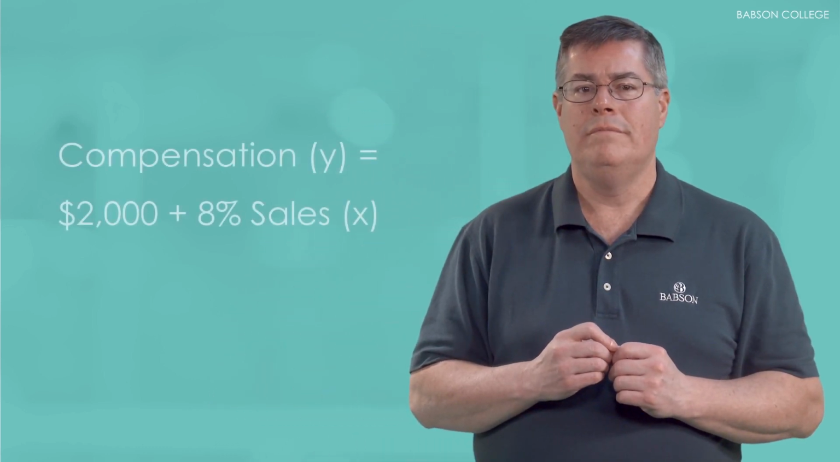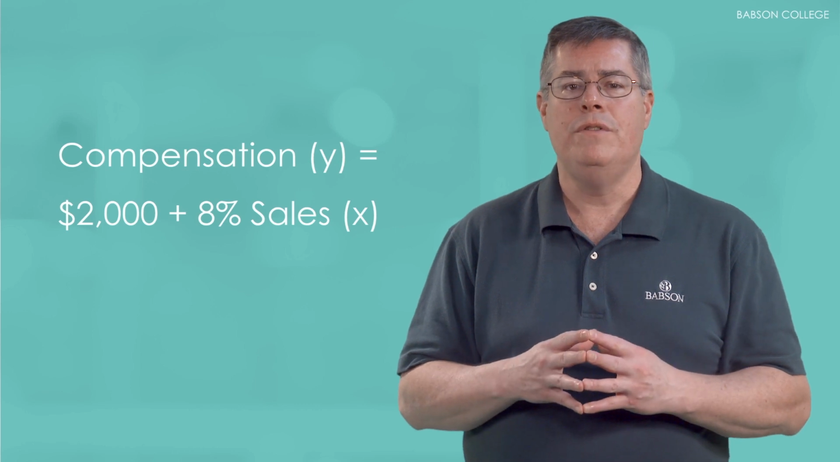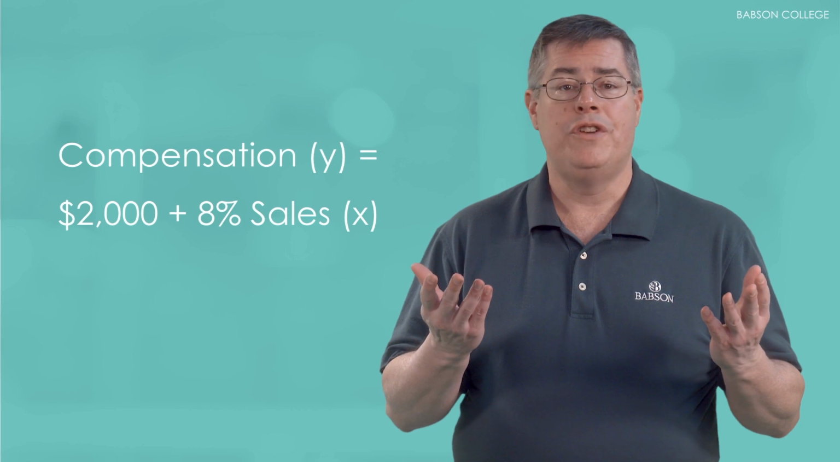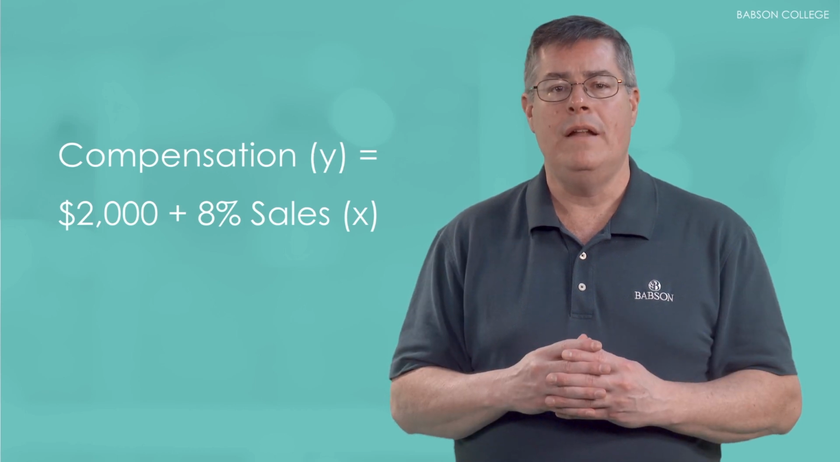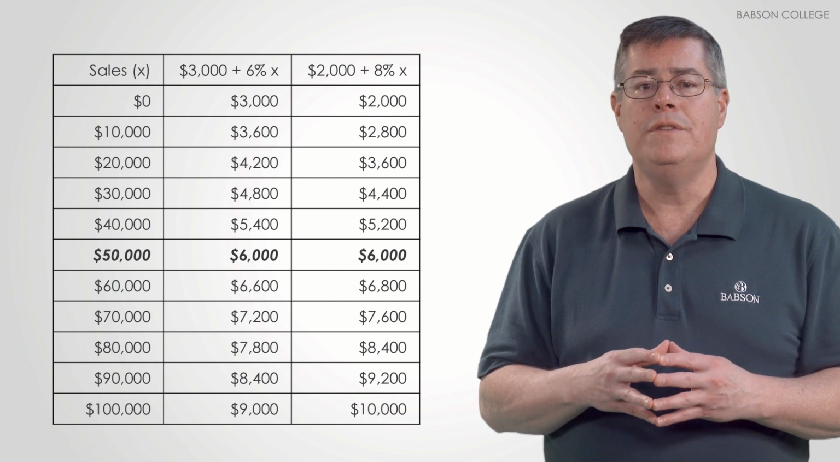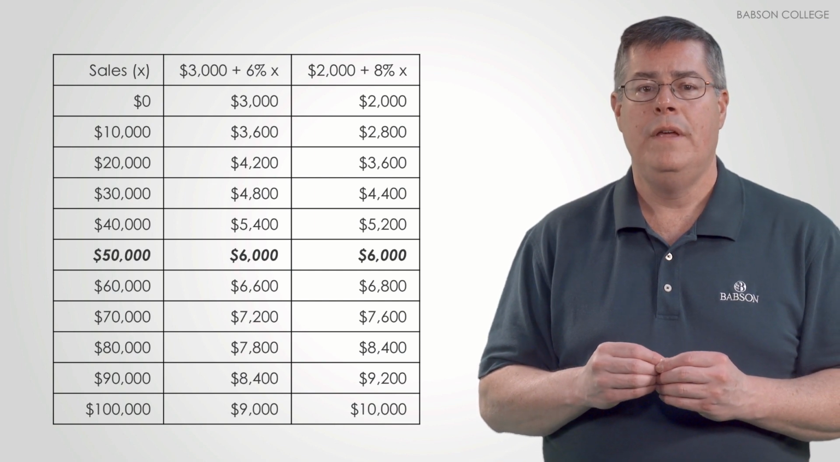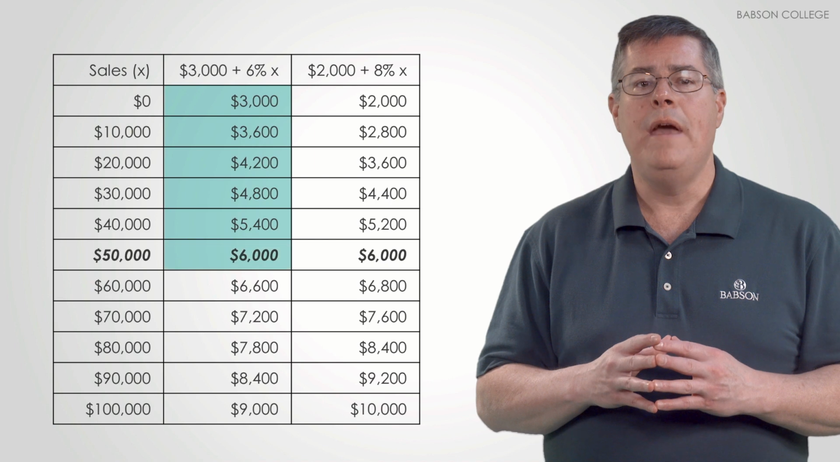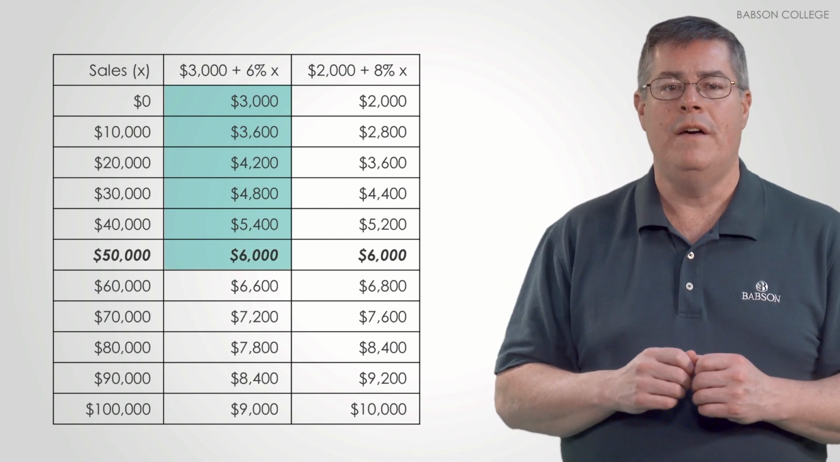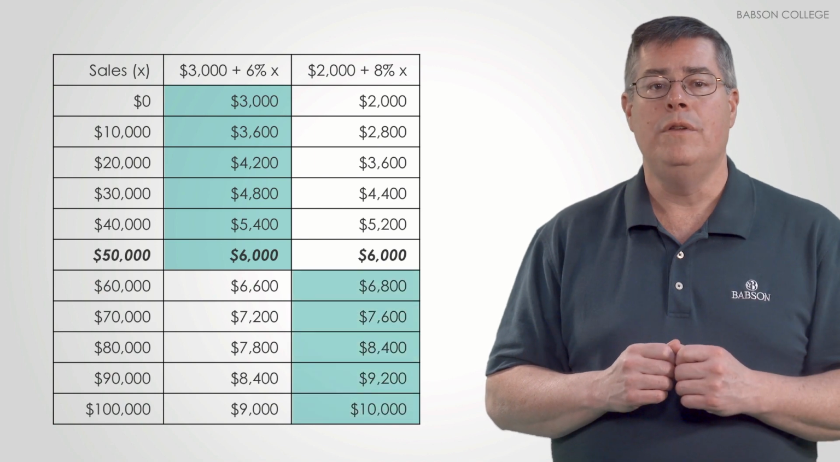Let's say that I have another opportunity to be a sales rep at a company that offers a lower base but a higher commission rate. Here, the base is $2,000 and the commission rate is 8% of sales. What should I do? Let's use some analytics to find out. I created this table of both compensation plans to help me. As you can see, I make more money with the first plan until I hit the $50,000 sales level. Then I make more money with the new plan.